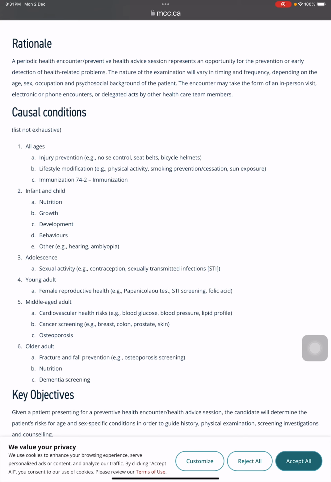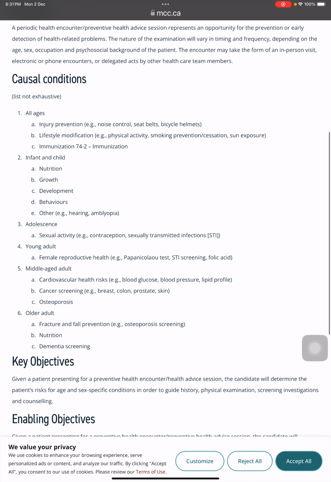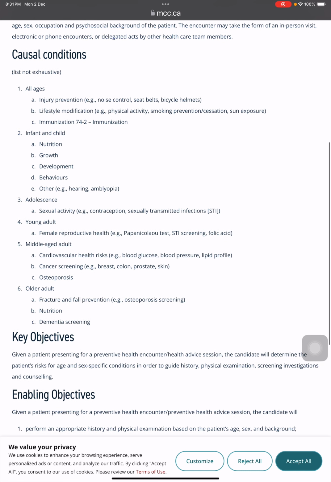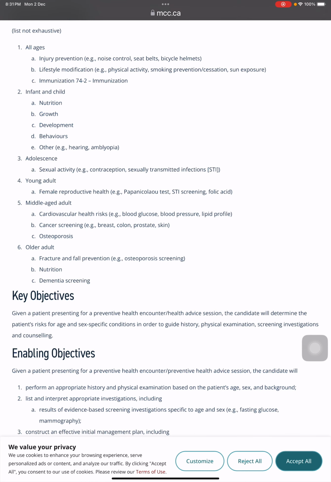For infant and child, you will talk about nutrition, growth, development, behaviors, hearing, and amblyopia. In adolescence, you will talk about sexual activity, like contraception and STIs. In younger adults, if she's a female, you'll talk about pap smear, STI screening, and folic acid. And if it's a middle aged adult, you will talk about blood pressure, blood glucose, lipid profile. And then after 50, you start talking about the cancer screenings, specifically breast cancer, colon cancer, prostate, and skin cancers. Also, you will check for osteoporosis in patients who are in the middle age.